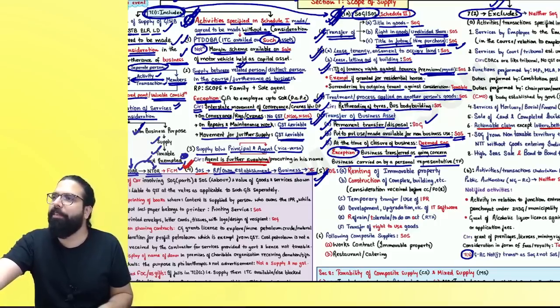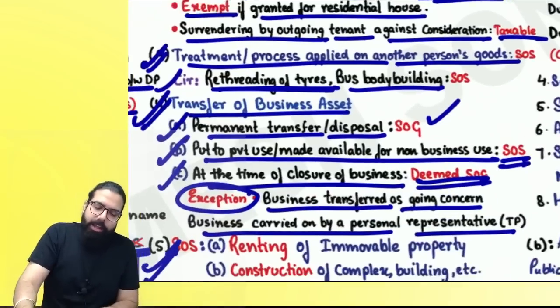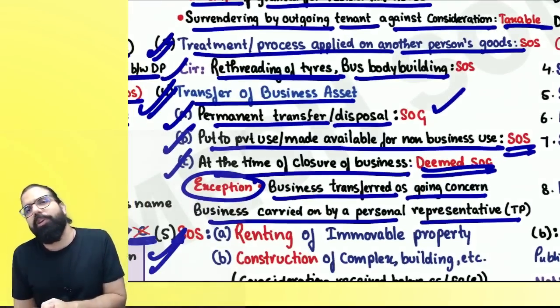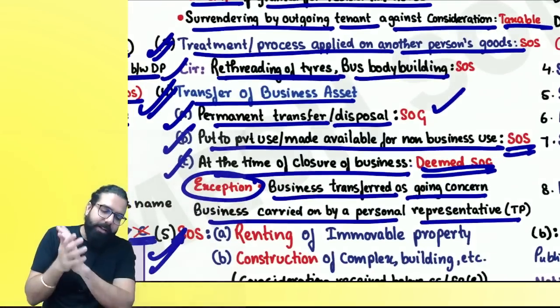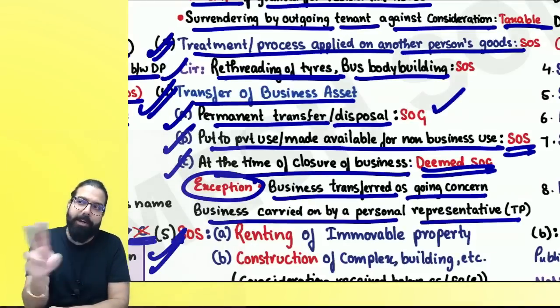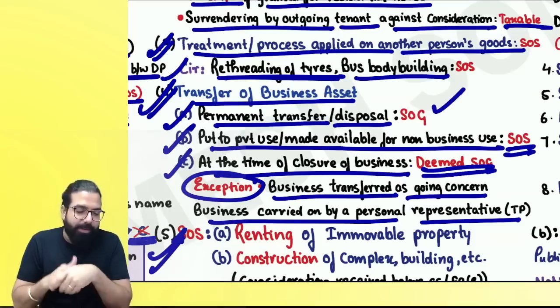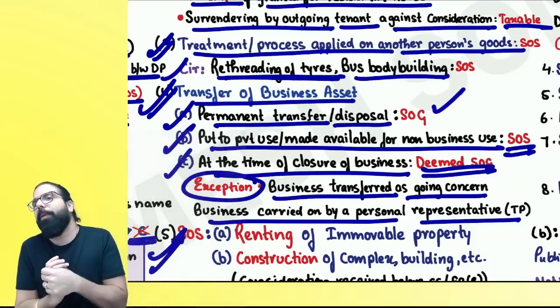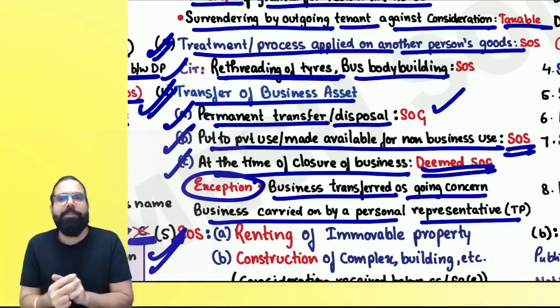But remember one thing, the Pagri system, I told you over here. The next one is, if you do treatment or process on another person's goods, it's always a supply of service. Next, retreading of tyres is a supply of service. Bus body building is always a supply of service. Then transfer of business assets, everyone: permanent transfer is goods, temporary transfer is service.